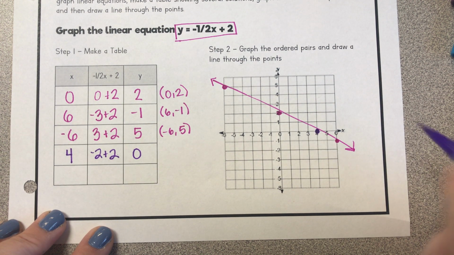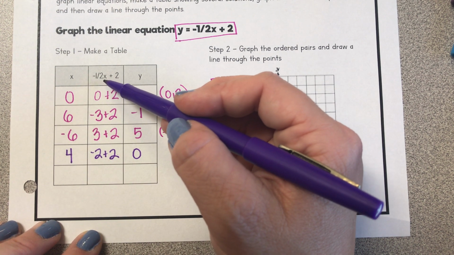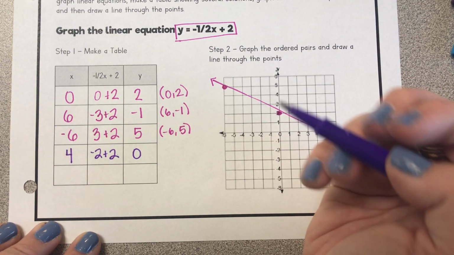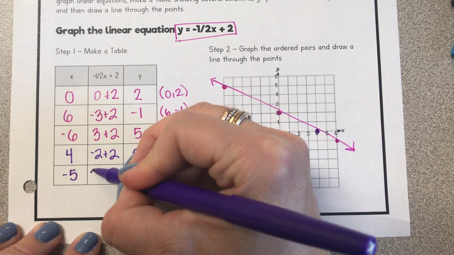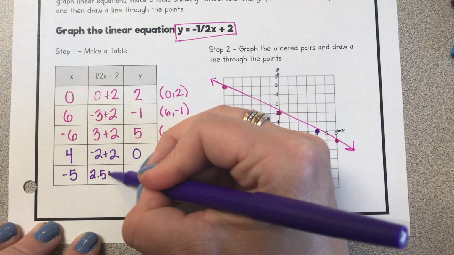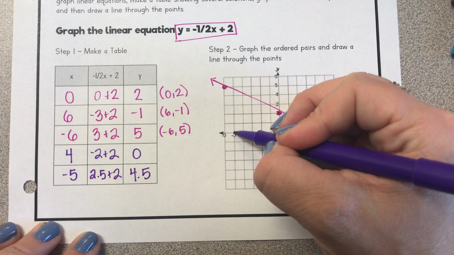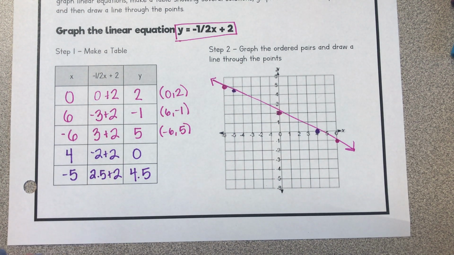Okay, I picked all even numbers here because since I'm taking 1/2 of it, that's easier to take 1/2 of an even, but I didn't have to. What if I had picked negative 5? 1/2 of negative 5 is 2.5, and negative is positive, plus 2, that's 4.5. So negative 5, 4.5. That's right on my line. So you could have totally different x values than someone else, and you still get the same answer.